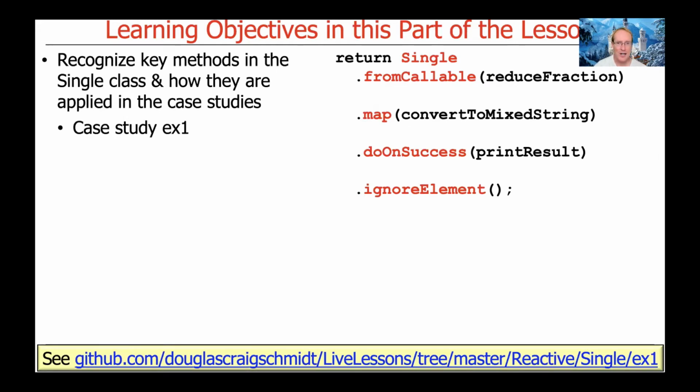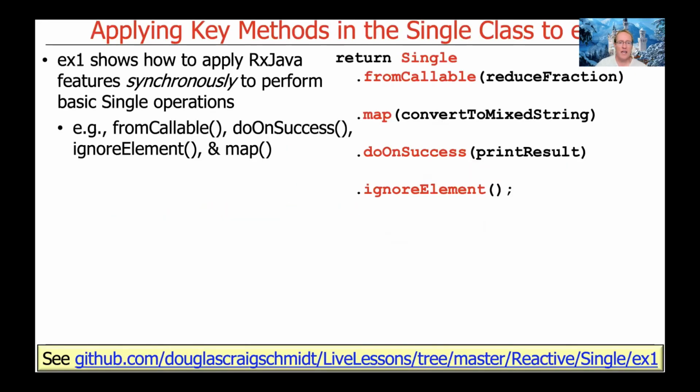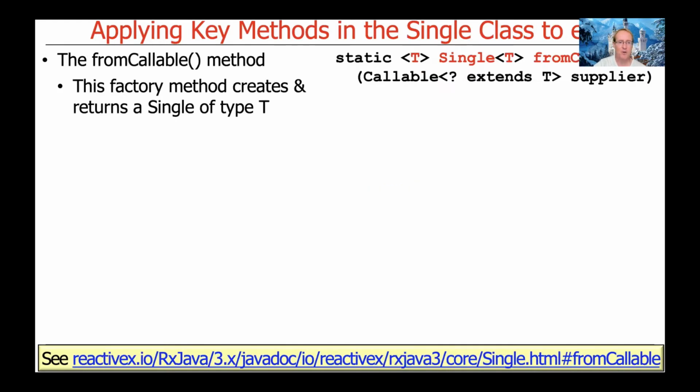This is called Ex1, for example one. Obviously not the world's most descriptive name, but you'll see what it does in just a second. Ex1 demonstrates how to apply RxJava features synchronously to perform basic Single operations. Now, as you'll see, for the most part we use RxJava for asynchronous computations, but you can also use it in an entirely synchronous way if you so choose. You can find this example in my single/ex1 folder.